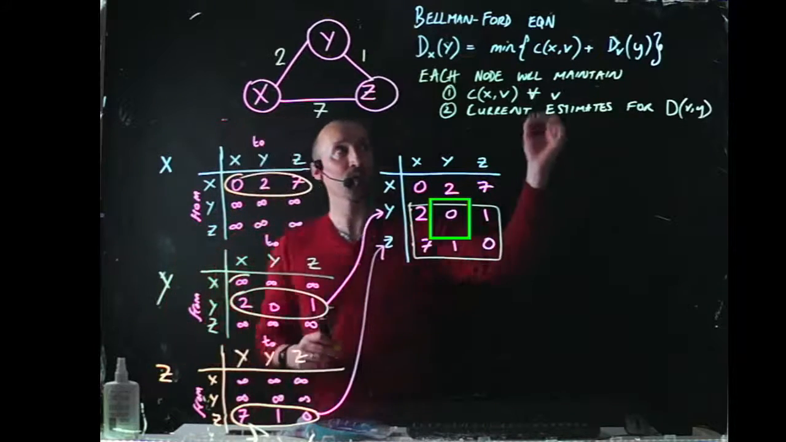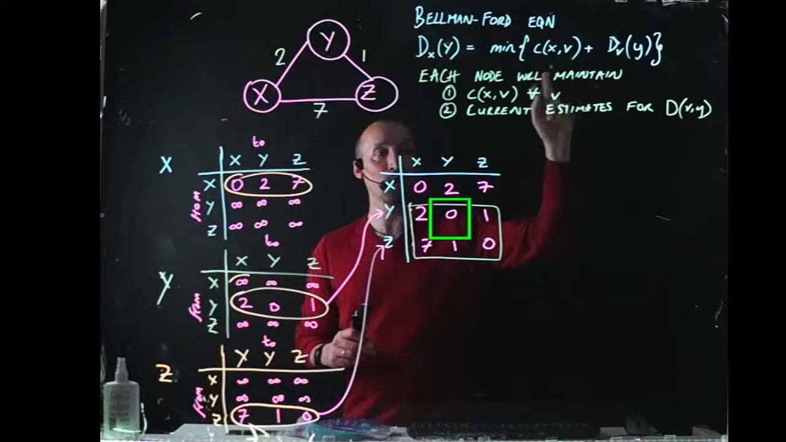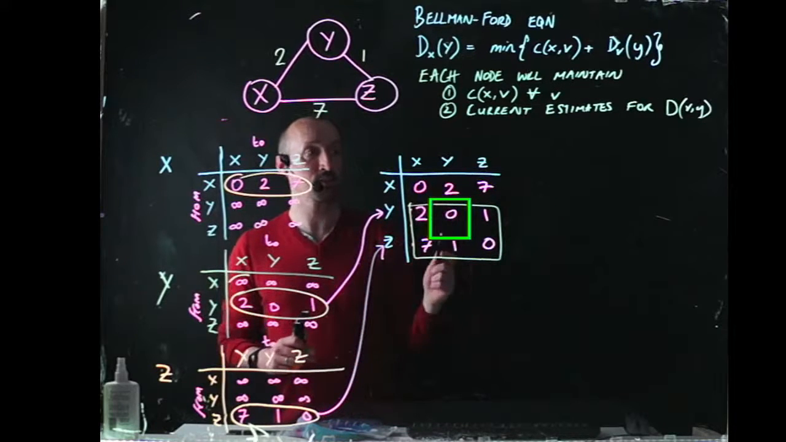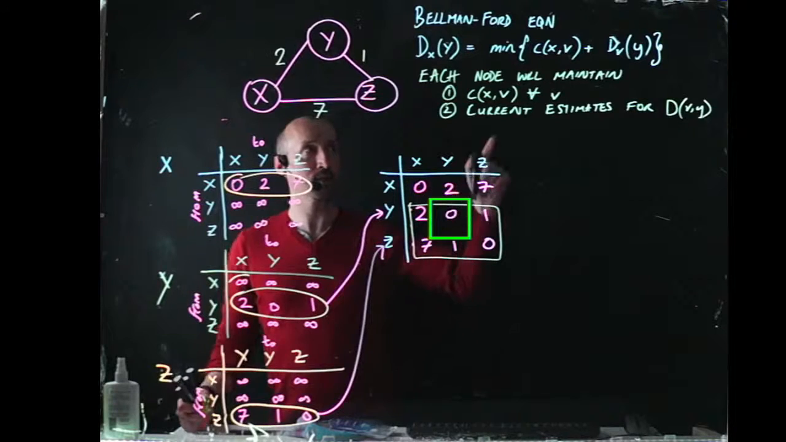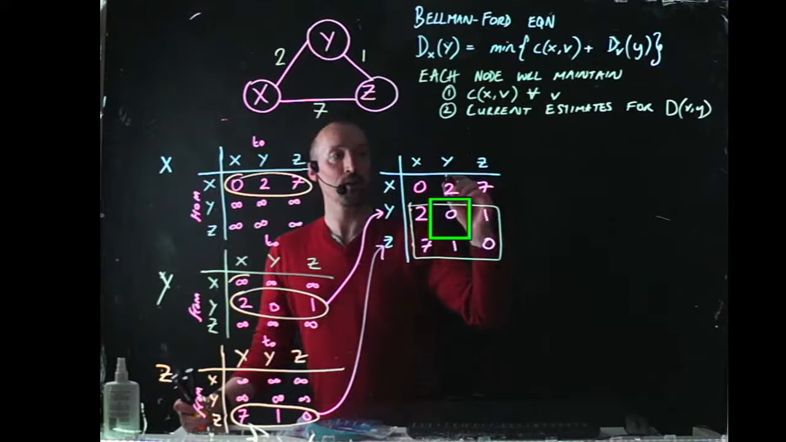So we know the costs to get to x. We know x to y is 2 and from x to z is 7. Based on this information and the cost to get from, for example, y to z and z to y over here, we might end up with different end costs. So let's look at that. We'll start off here with this one, and we're going to revise it.